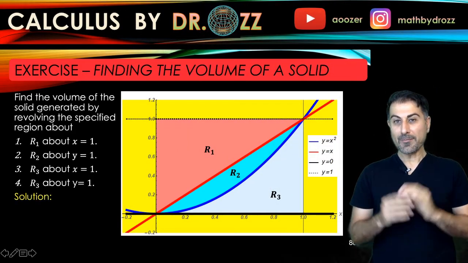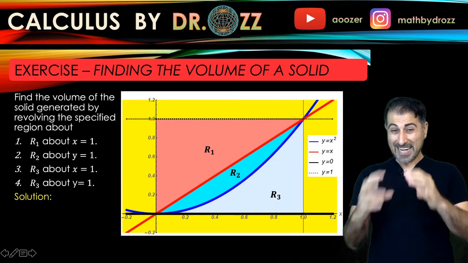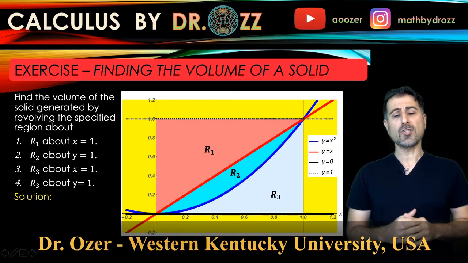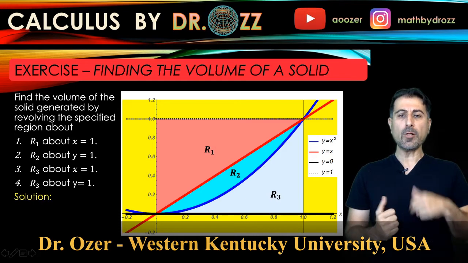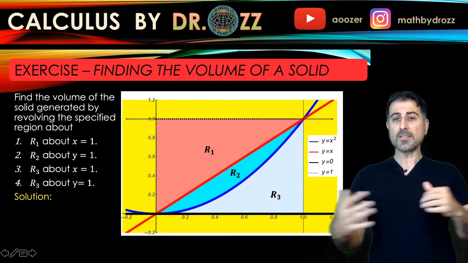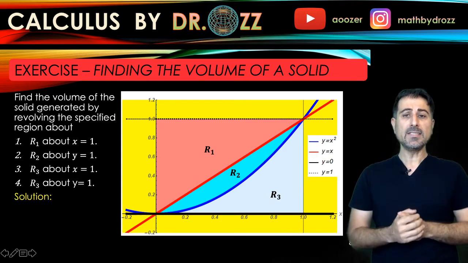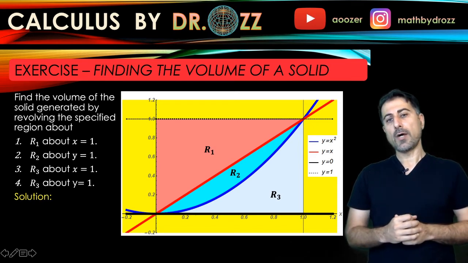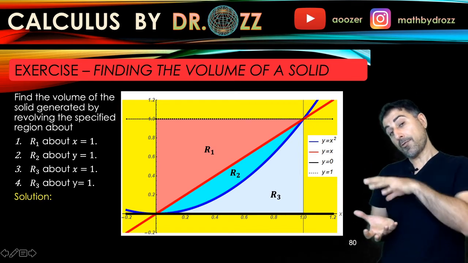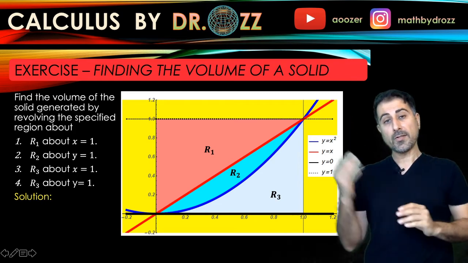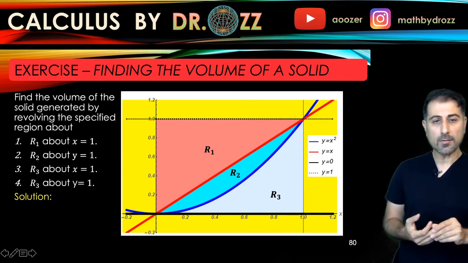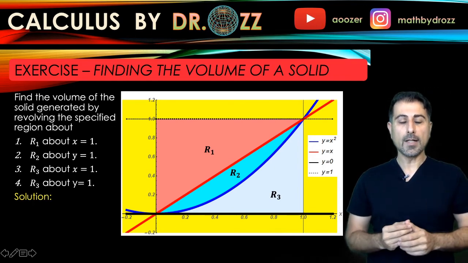Oz. Today we're going to go over an exercise. We're going to practice a lot of stuff. So we're trying to find the volumes of solids generated by revolving different regions about different lines or axes. So we have four problems to consider. Essentially we have in fact three different regions to start with, R1, R2, and R3. And those regions are made of four different curves.